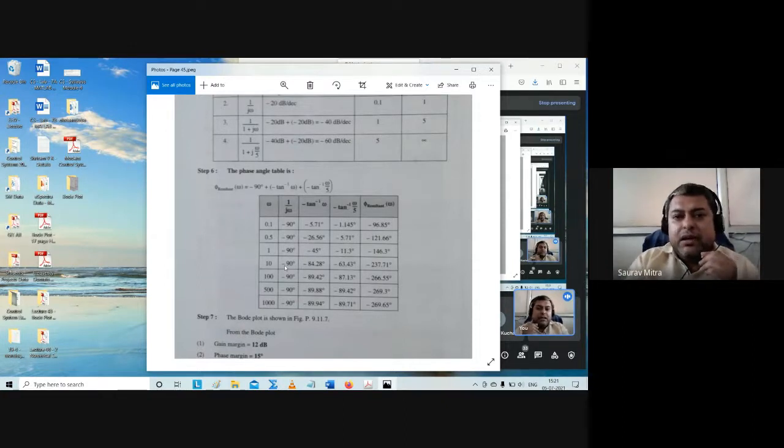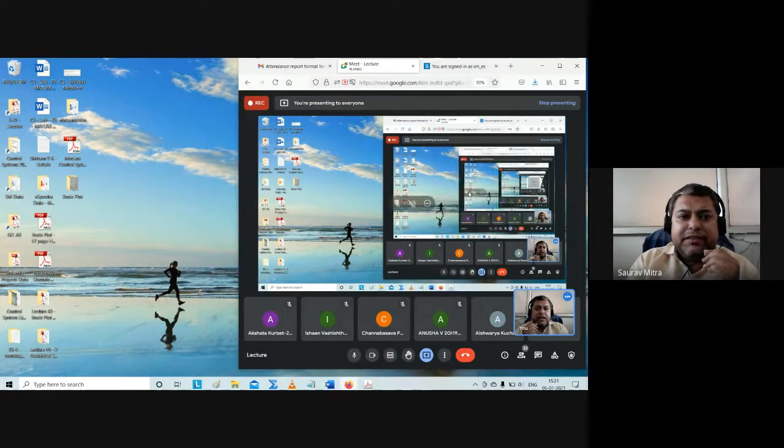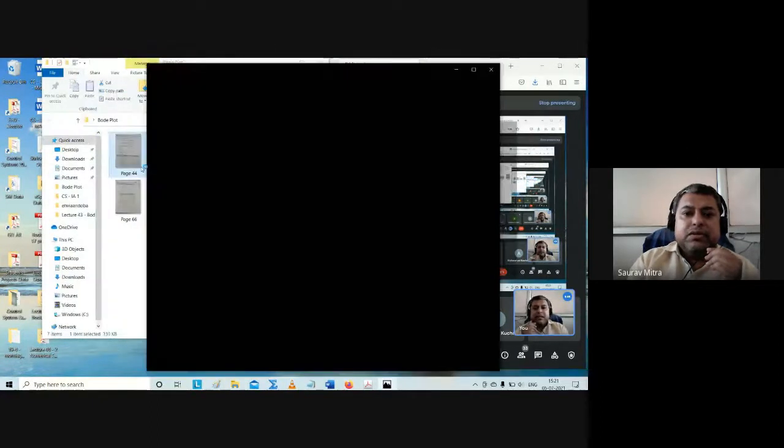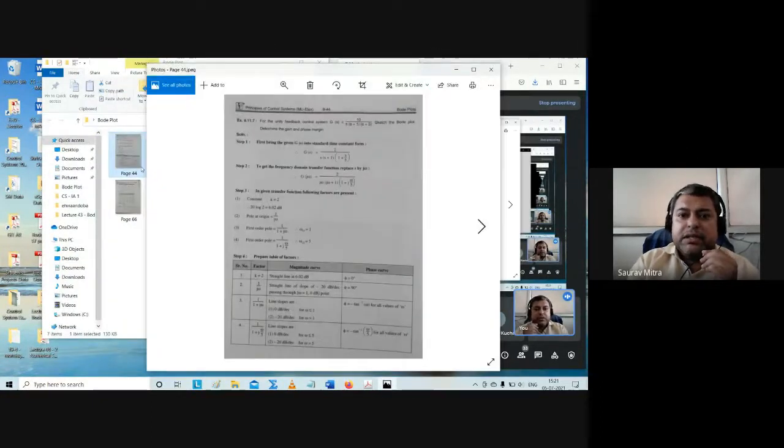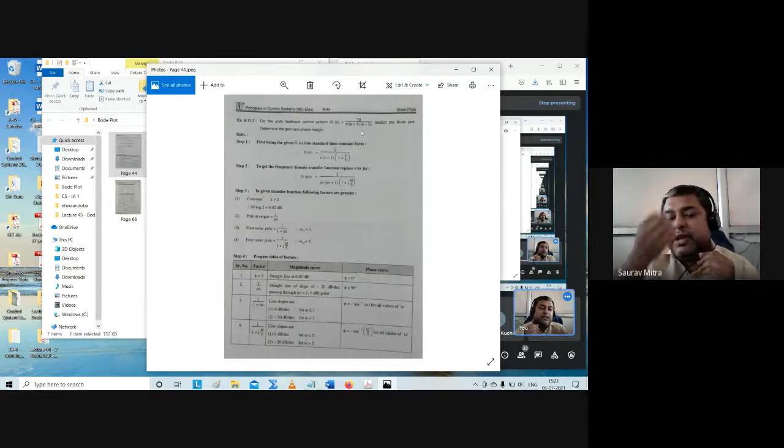So this is about this numerical. What was the numerical? It was nothing difficult, but just looking at it, you should be able to understand the difficulty level I am asking. Here it is 1 by 10 by s into s plus 5 into s plus 1. So there are three real poles in this numerical, that is it.